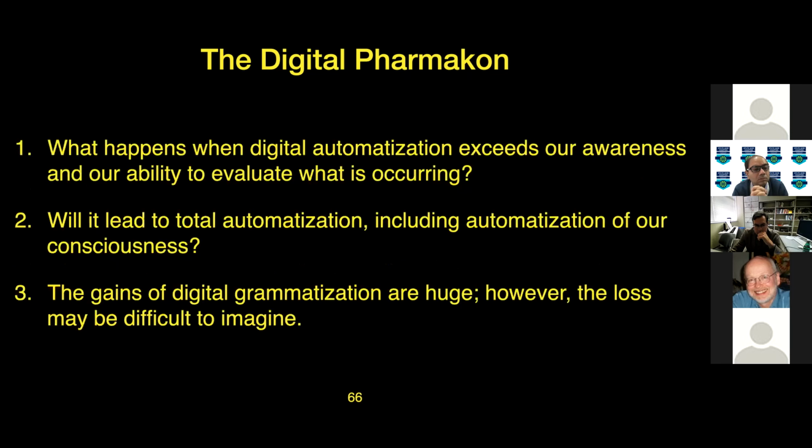Stiegler also asks us to consider what happens when digital automatization has taken place in a way that exceeds our awareness, our imagination, and our ability to question or evaluate what is occurring. Will it lead to total automatization, including automatization of our consciousness? The gains of digital grammatization are huge. However, the loss may be difficult to imagine.